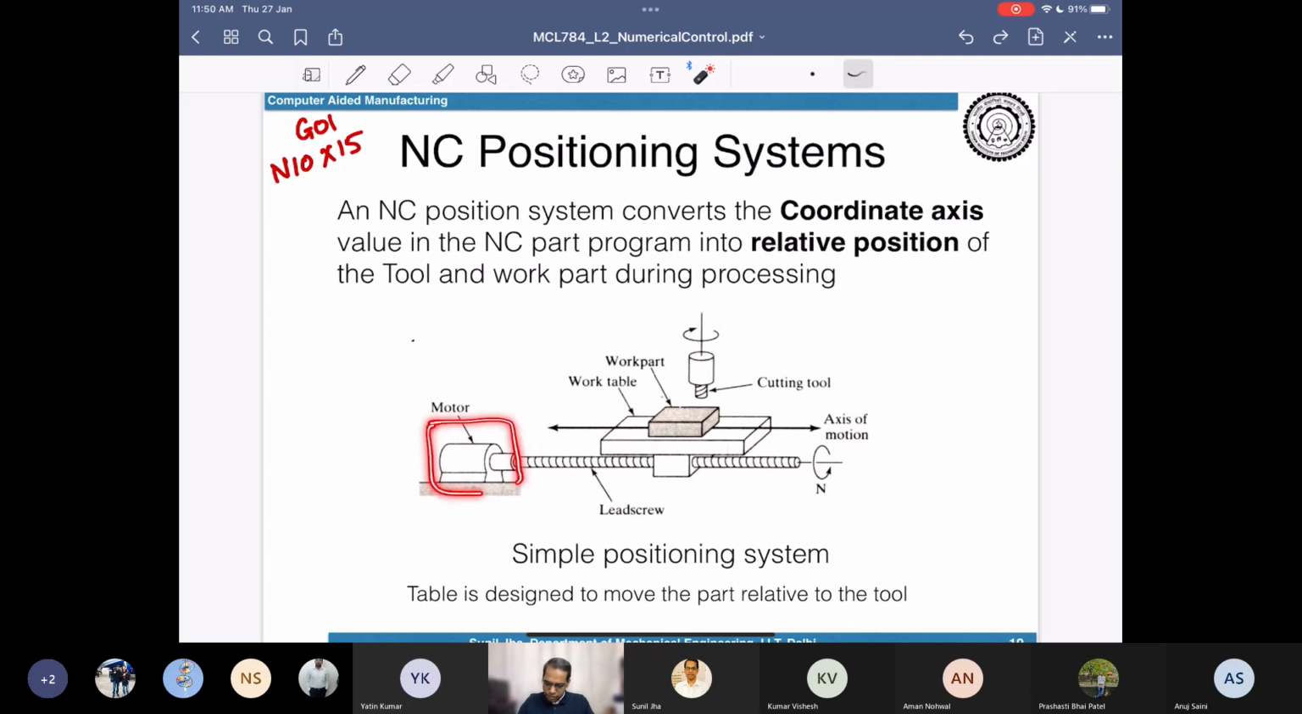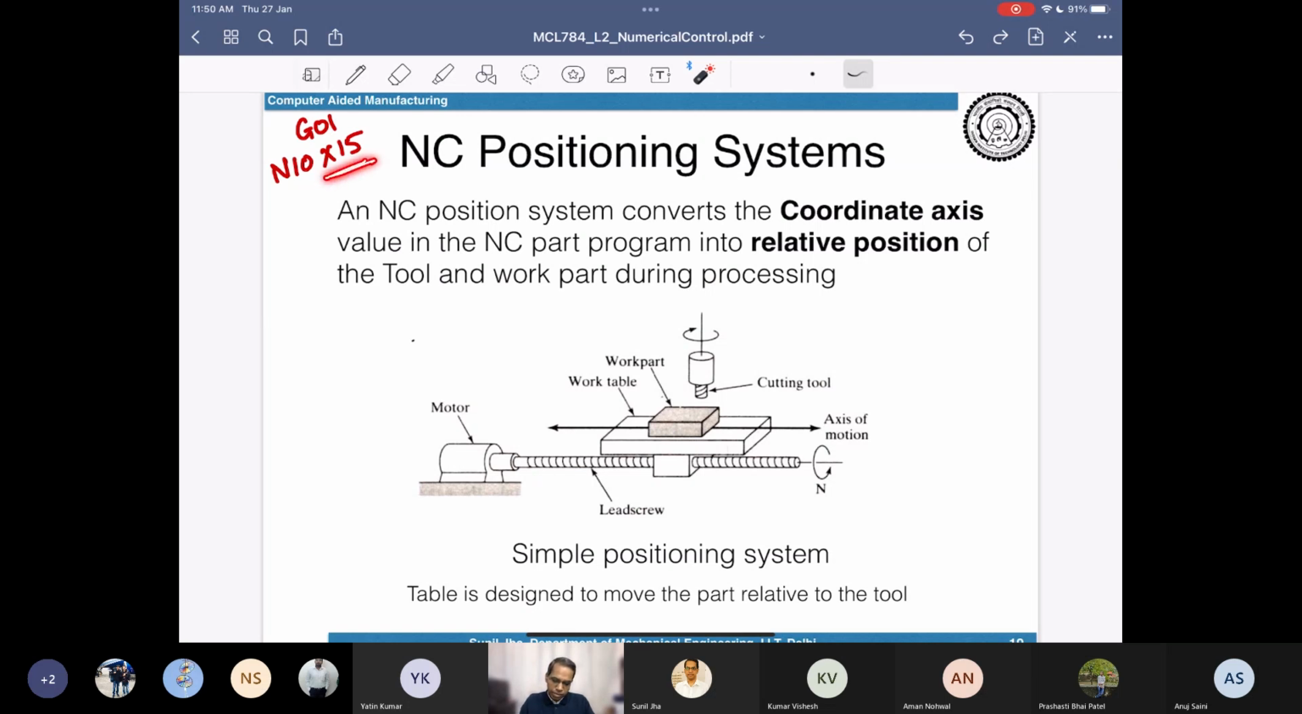As I was saying, the motor is being understood. You have a lead screw. Certainly there will be a bearing and coupling over here that is not being shown, but that is being understood. When we look at the transmission mechanism, we'll understand that part as well. But the basic thing is that we need to generate a relative motion between the cutting tool and the workpiece, precisely the motion that is required.